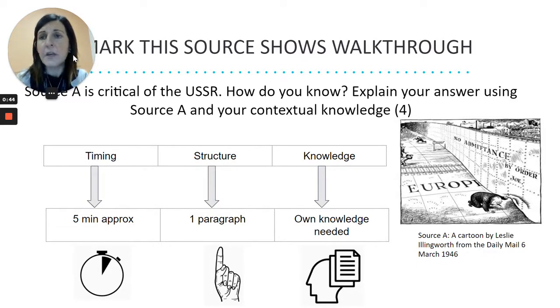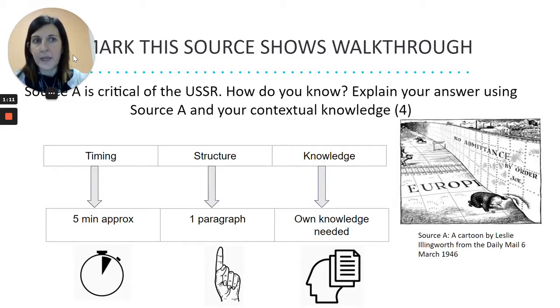So this question will require 5 minutes in the exam. The structure is 1 paragraph, and you will need some of your own knowledge to explain how you know the source is critical. In this case, the example source is a cartoon by Leslie Illingworth from the Daily Mail on the 6th of March 1946. And hopefully you will have spotted that this cartoon relates to the Iron Curtain speech made by Churchill in March 1946.